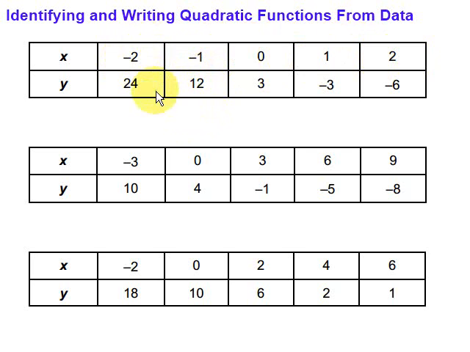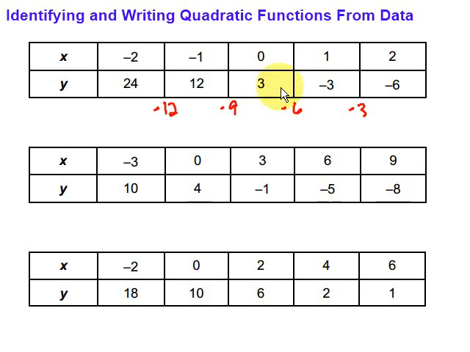Then what I want to do is find the first differences for the y values. So what's happening here, 24 to 12 would be -12. Then 12 to 3 is -9. 3 to -3 is -6. And then -3 to -6 is -3. That's the first differences.